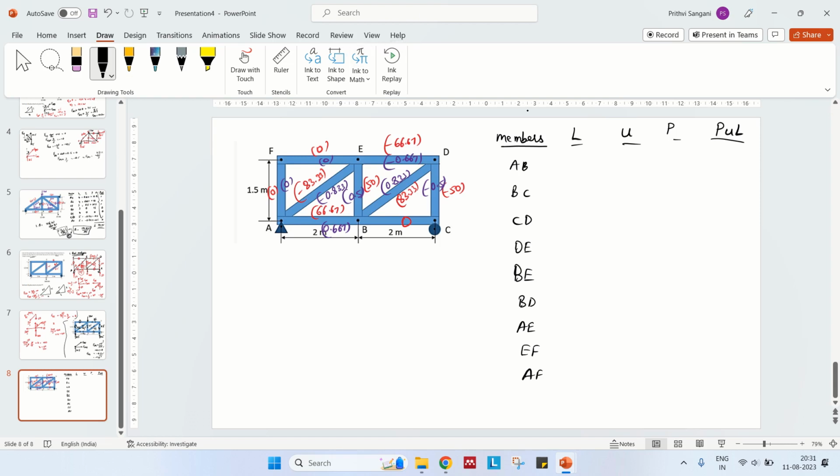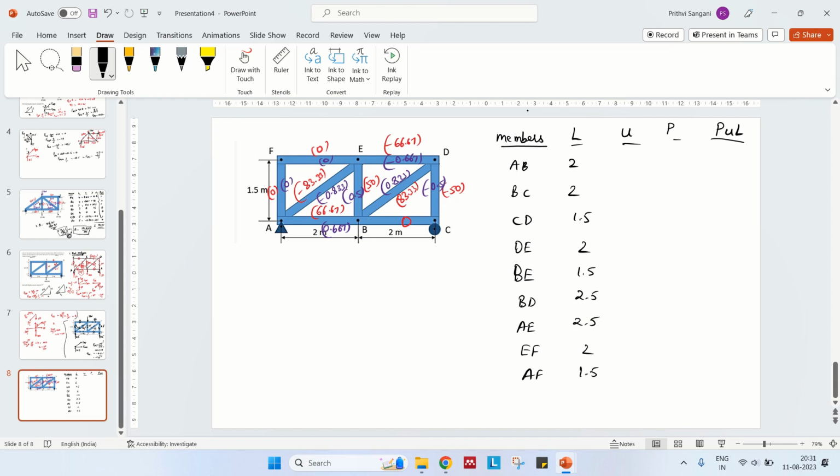So what is the length of AB? AB is 2 meters. What is the length of BC? 2 meters. What is the length of CD? 1.5. DE is 2. BE is again 1.5. BD is 2.5. AE is again 2.5. EF is 2. AF is 1.5.